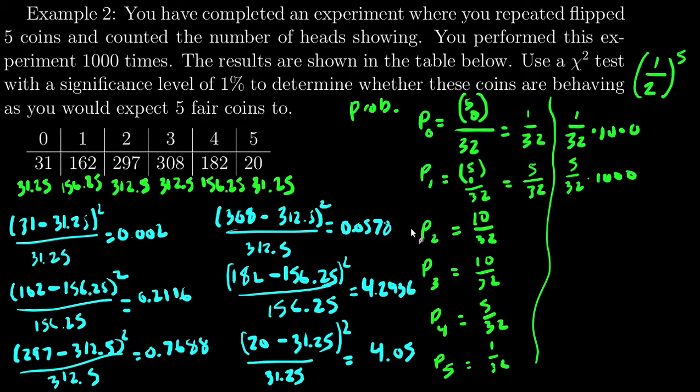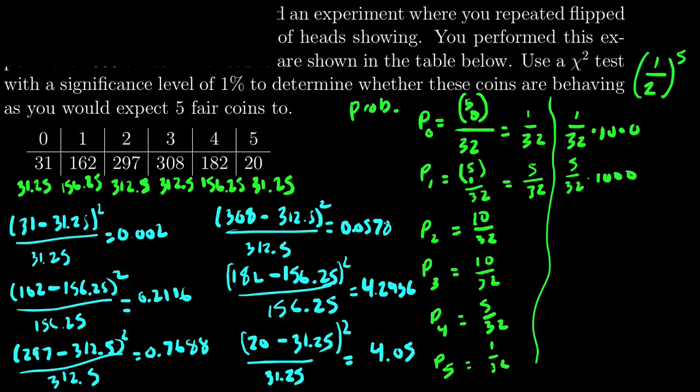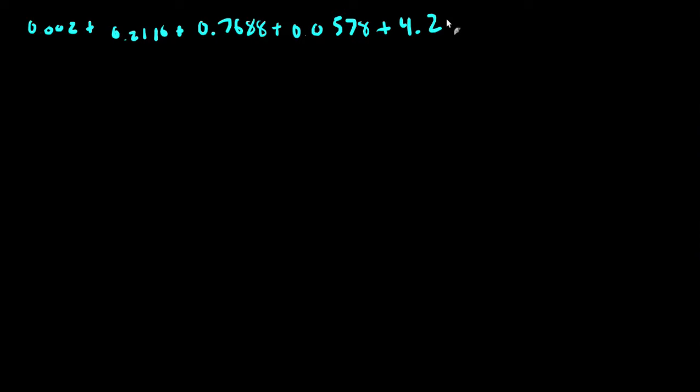Now I take all of these values and add them up. So I'll do 0.002 plus 0.2116 plus 0.7688 plus 0.0578 plus 4.2436 plus 4.05. When I sum all of those together, I get the calculated value of 9.3338.